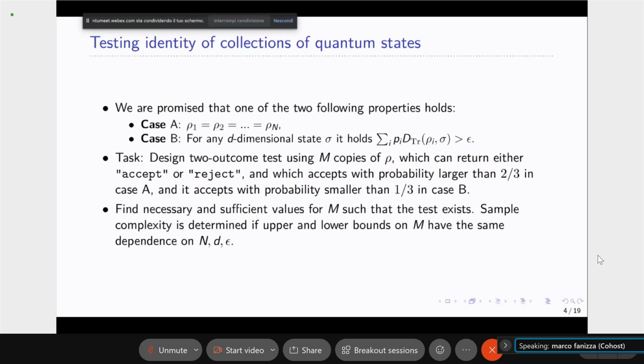The goal of our analysis is to find necessary and sufficient values for m such that the test exists. And the sample complexity of the problem is determined if the upper and lower bounds on m have the same dependence on n, d, and epsilon.